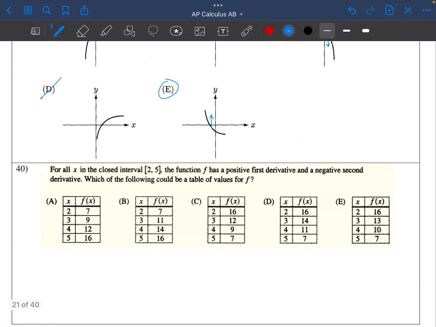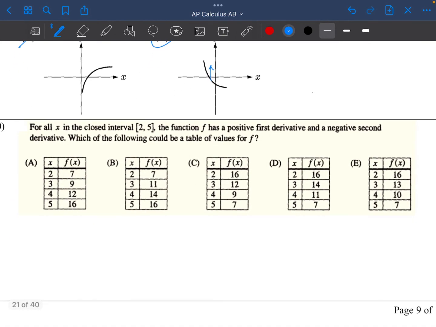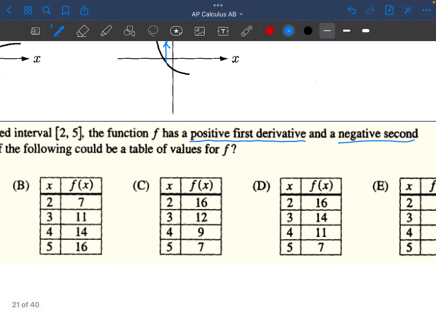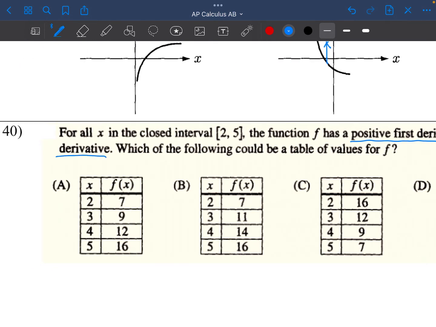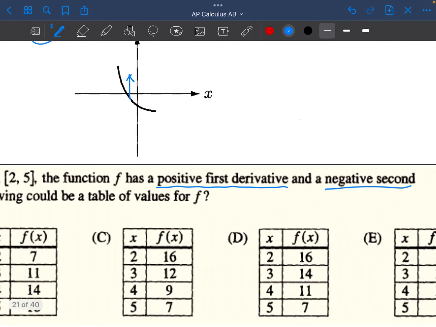Number 40. Okay, this one is a tricky question because I don't really teach this math, but I will review it right now. We need to have a positive first derivative, so I'll underline that. That's a key bit that we need, and we need a negative second derivative. Which of the following could be table values? So whenever you have table values and you're talking about positive and negative derivatives, it's really asking for positive and negative first and second differences. So let me go ahead and reinterpret this. A positive first derivative is the same thing as a positive first difference.